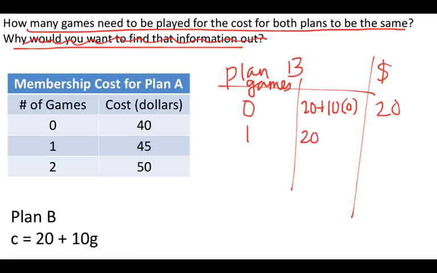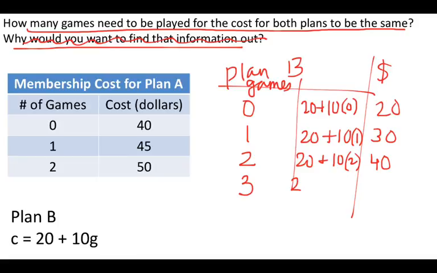1 game, it's $20 for the monthly fee plus $10 for a game, so that's $30. After 2 games, it's $20 for the fee plus $10 a game. That's $40. 3 games, $20 for the fee plus $10 per game. That's $50. Okay, now take a look here.